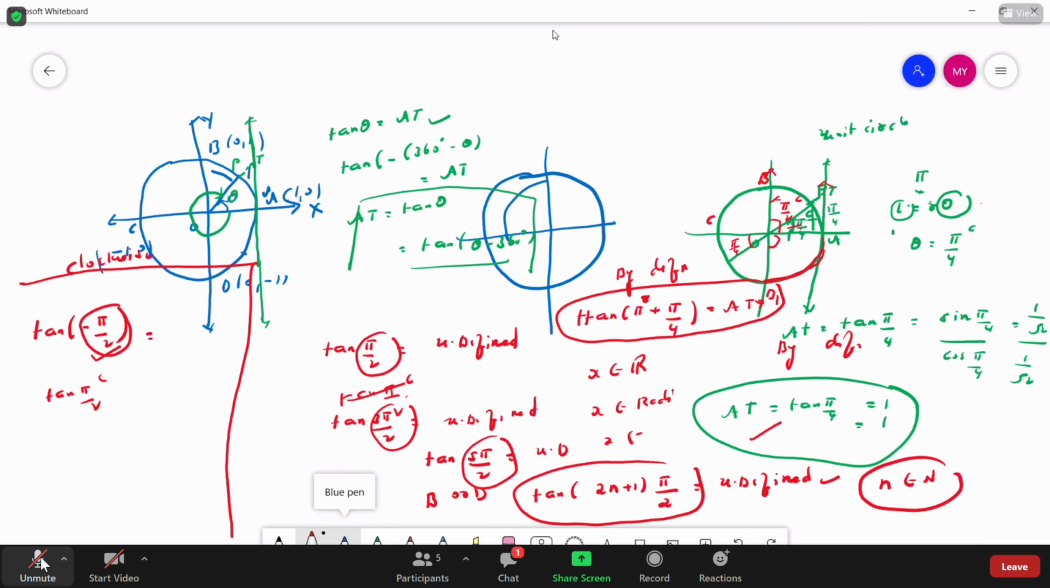So how much is the value? Undefined. What is tan minus 3 pi by 2? Undefined. It will come to here. It is also undefined. What is tan minus 5 pi by 2? Again undefined. Very good.